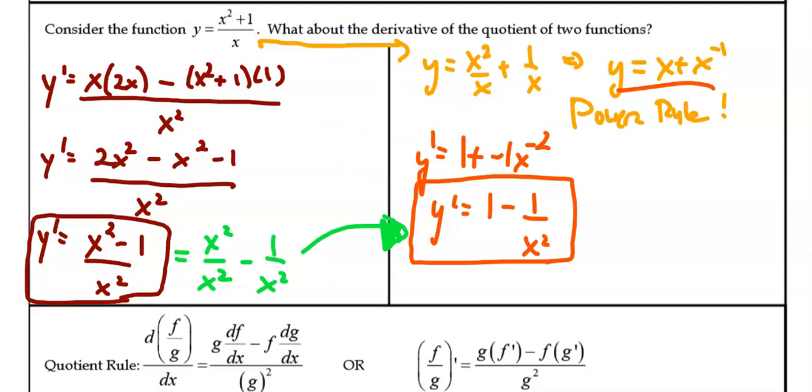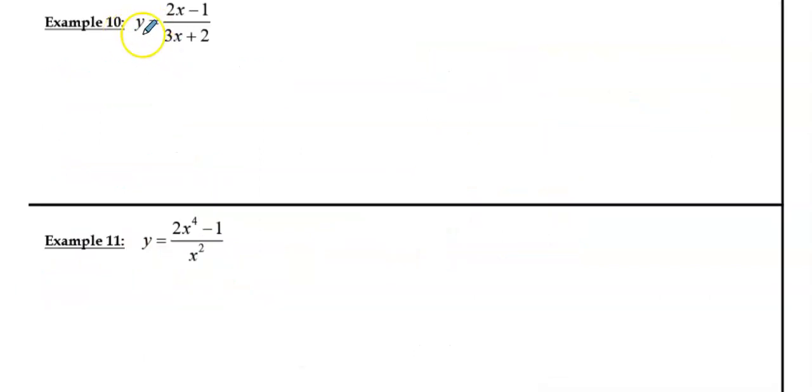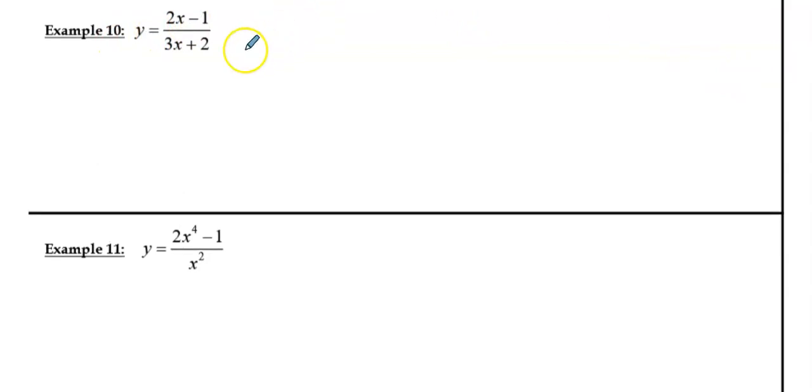So let's do one more example of the quotient rule and see if you guys are okay with it. Okay, so for example number 10, this is a great example where we finally can't simplify. Like, we actually have to use the quotient rule. So this is the very first example where you actually have to use the quotient rule. It has to be the quotient rule. Okay, so let's incorporate it and let's do it.